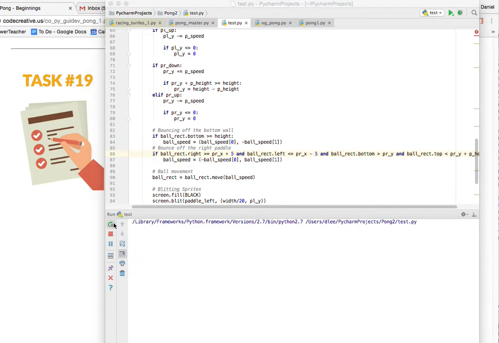So let's go ahead and test that out. The ball should disappear and never come back, and it does. Let's try that again. Ball disappears, never comes back. But if I bounce, it bounces off the paddle.